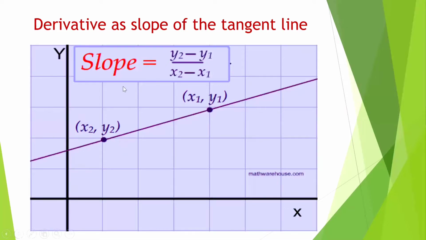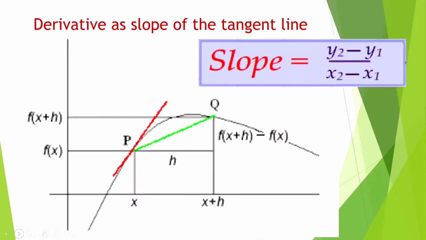Okay, so let's start with the review of the formula for the slope. So for any slope of a line, we have the formula y2 minus y1 over x2 minus x1. So practically, we need 2 points for us to have a slope. Right? Because we need a y1 and a y2 and an x1 and an x2.